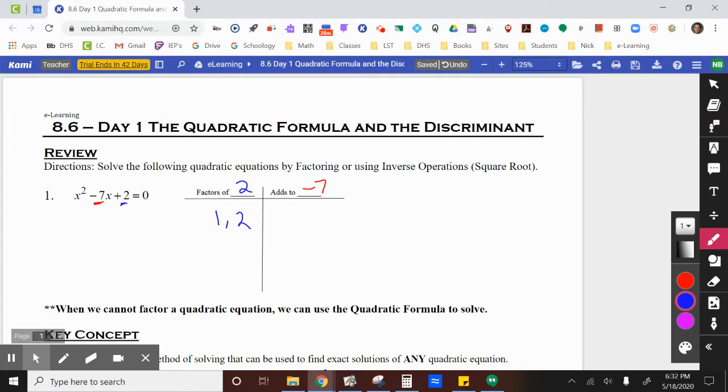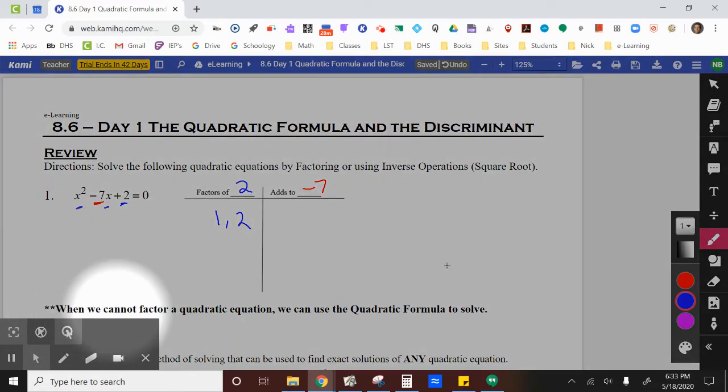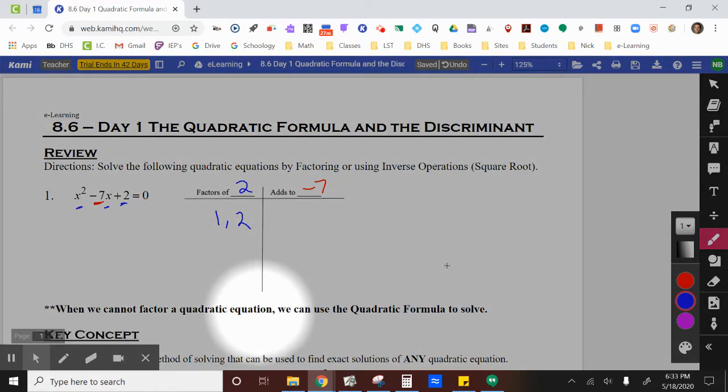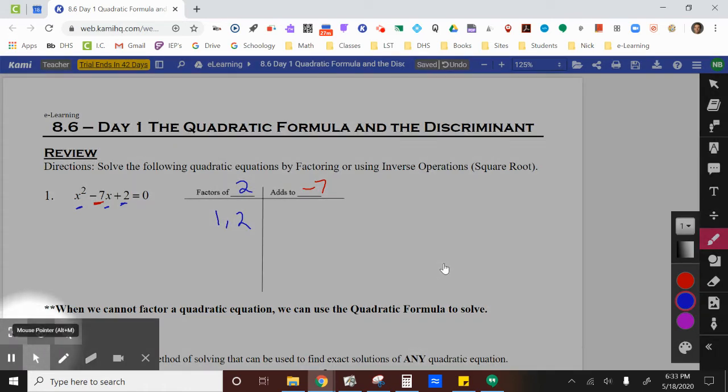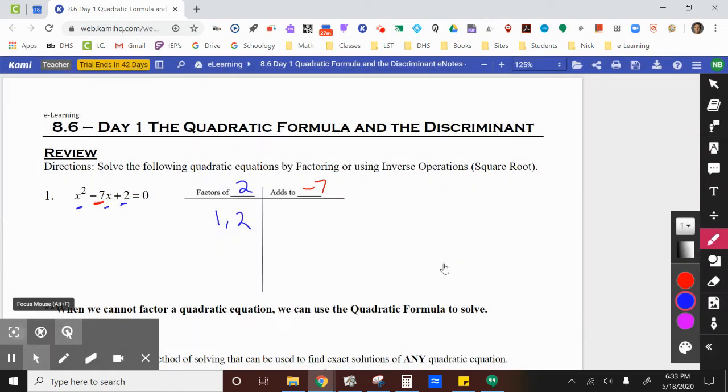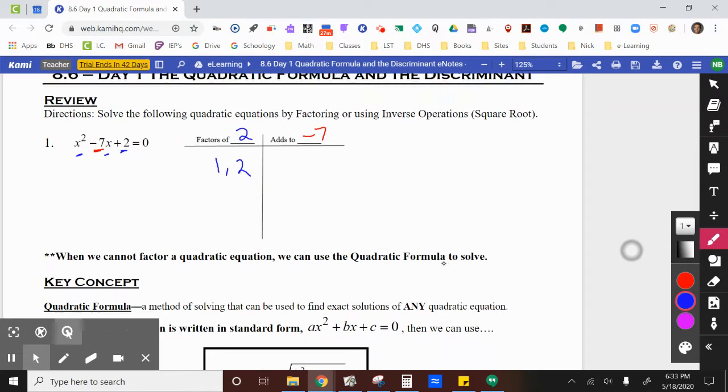How about if I try using inverse operations? Let's see. Well, I have an x, and I got an x squared. That's not going to work with inverse operations either. So that means we need to learn a third way of solving quadratic equations. And this third way is going to be right here. When we cannot factor a quadratic equation, we can use the quadratic formula to solve. So we're going to be solving using the quadratic formula today.